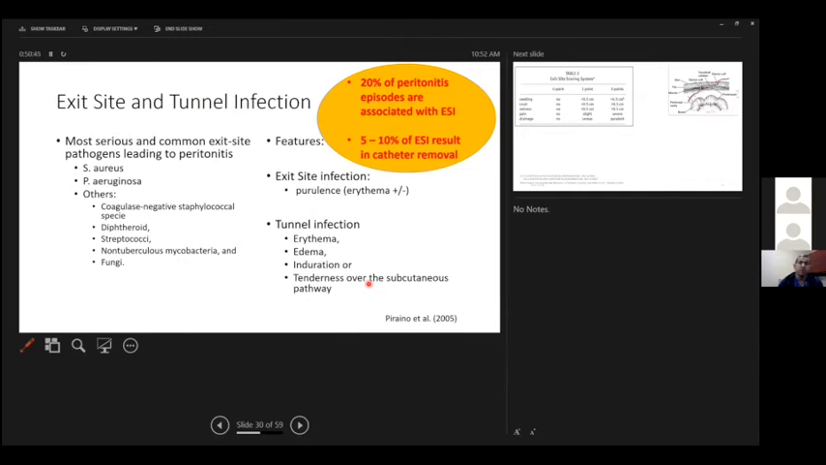You don't want the PD catheter removal. If you're a PD doctor like me, the worst thing is to lose my patient to HD. Well, obviously, if it is a very nasty infection, yes. But otherwise, if I can do something which can prevent migration to HD, or prevent the patient from getting septic, that is what matters with these infections.